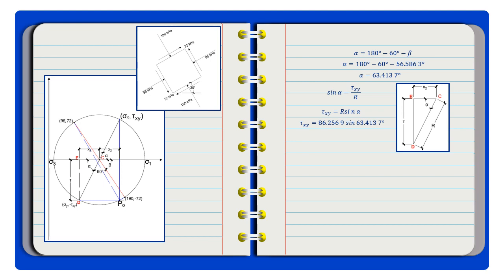So, substituting the values of the radius and the angle alpha, we will have tau xy is equal to 86.2569 sine 63.4137 degrees. Calculating the value or the magnitude of tau xy, we will now have 77.1362 kilopascal. Ngayon, itong tau xy or value ng tau xy na to is valid for this part and this part.